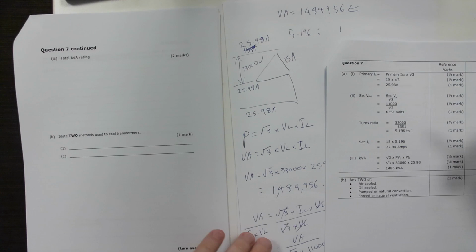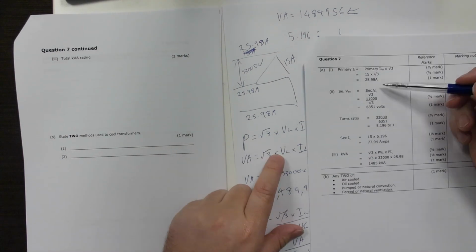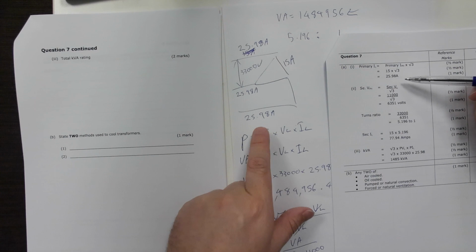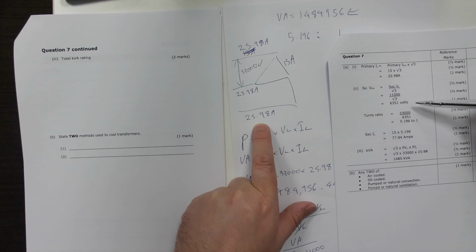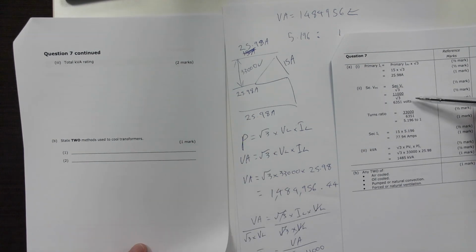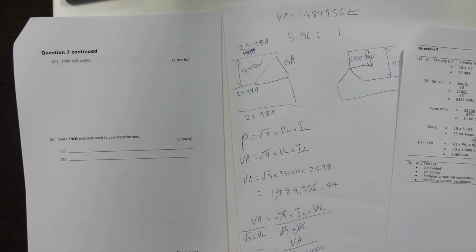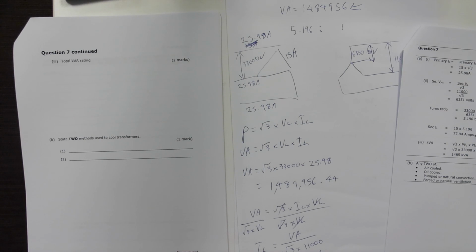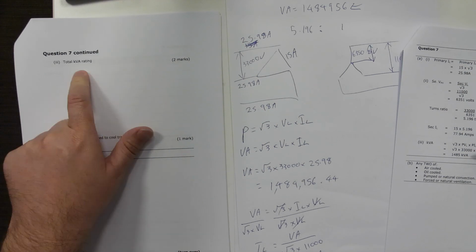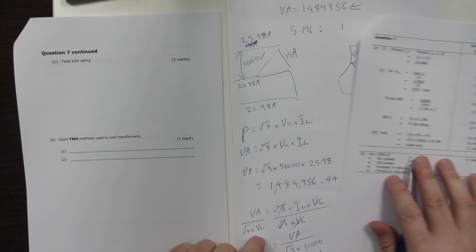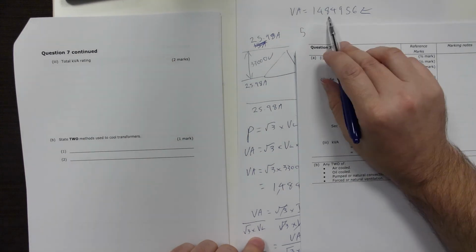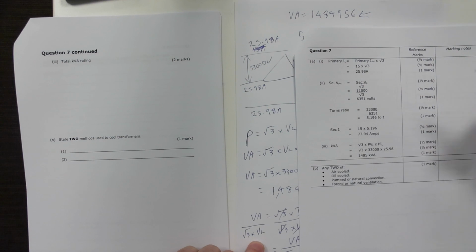So, do they agree with me? Primary line current 25.98. They had 25.98. Secondary one 77.94, 77.94. Match again. kVA rating. I forgot to divide by 1,000. So it's 1485, 1485 once we round up. That matches again. Air cooled, oil cooled, pumped or natural, forced or natural are our answers, potential answers for B.